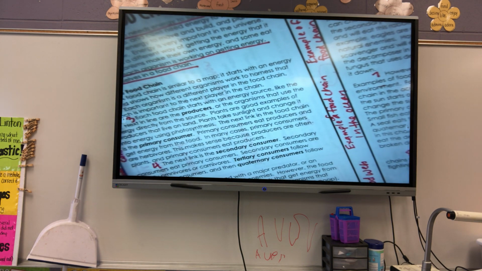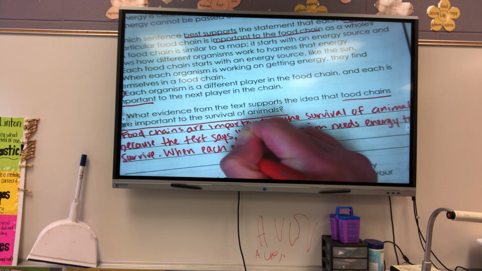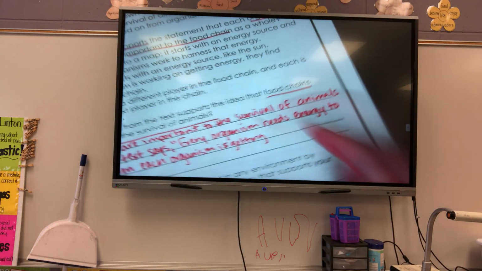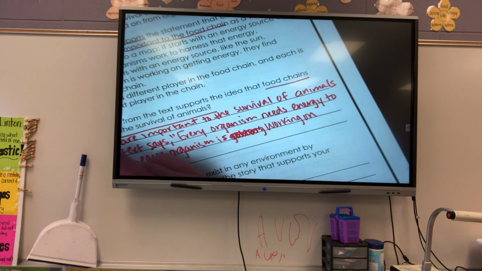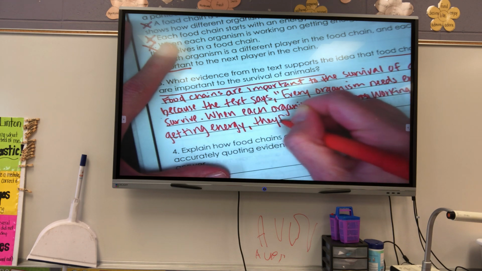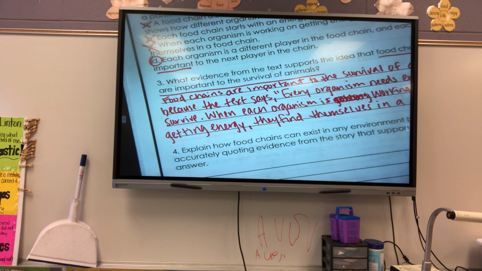Alright, and then the second part of that sentence is, when each organism is working on getting energy, they find themselves in a food chain. When each organism is working on getting energy to survive, they find themselves in a food chain.